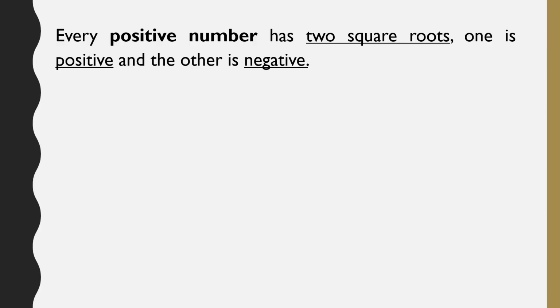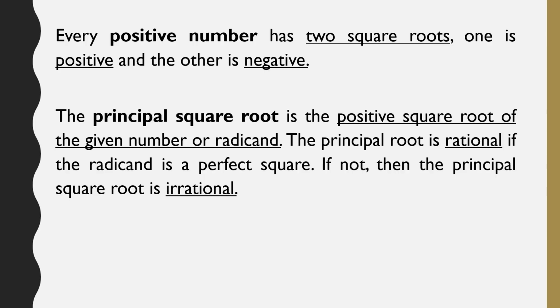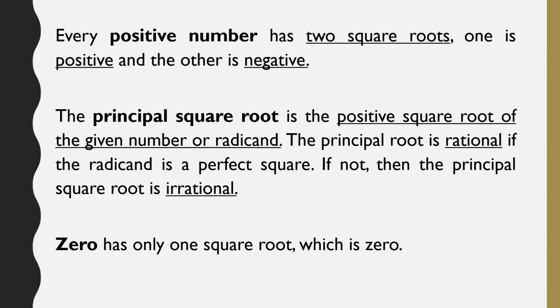Every positive number has two square roots. One is positive and the other is negative. The principal square root is the positive square root of the given number or radicand. Kapag sinabing radicand, iyon yung number na nasa loob ng square root symbol. The principal root is rational if the radicand is a perfect square. If not, then the principal square root is irrational. So 0 has only one square root, which is 0 because 0 times 0 is equal to 0.